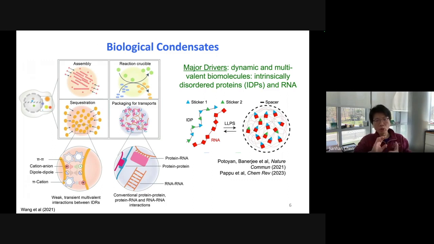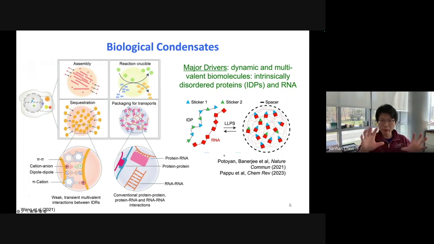And there are two major classes of dynamic and multivalent biomolecules in our body. One class is known as intrinsically disordered proteins. I'll get to this a little more. The other one is RNAs. RNAs could be messenger RNA. Our body has a lot of RNAs. The COVID vaccine is an mRNA.